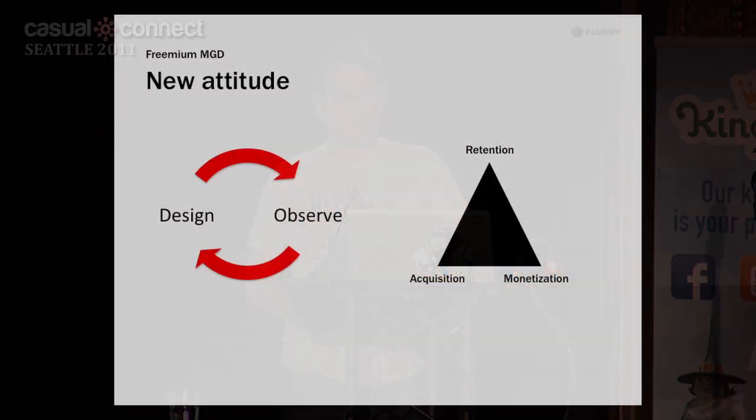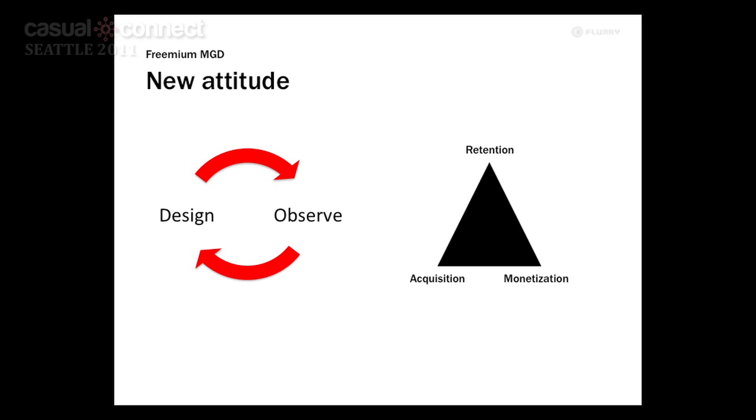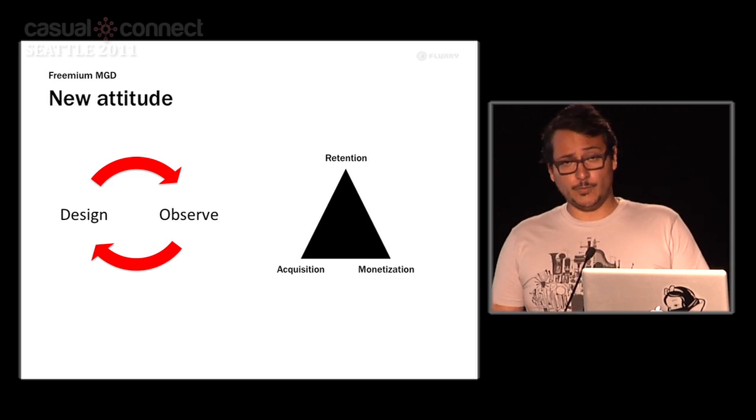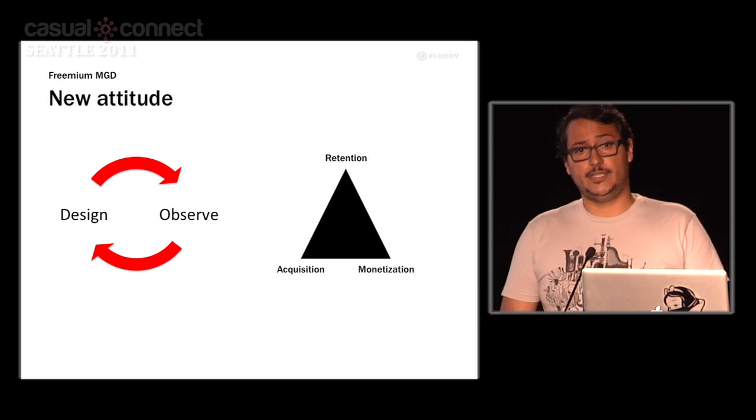So the first and foremost thing is just a change of attitude. Before it was more like a fire and forget thing. Now you really need to be more iterative and analytical. So you design, and then you see what people do with it, and then you design more, and then you see what people do with it, and that's a big change. And that's why analytics is so important as well, because you need to know what people are doing so you can react to that.